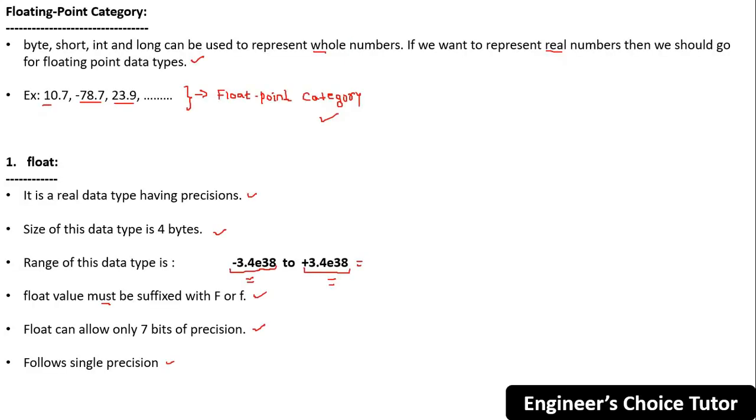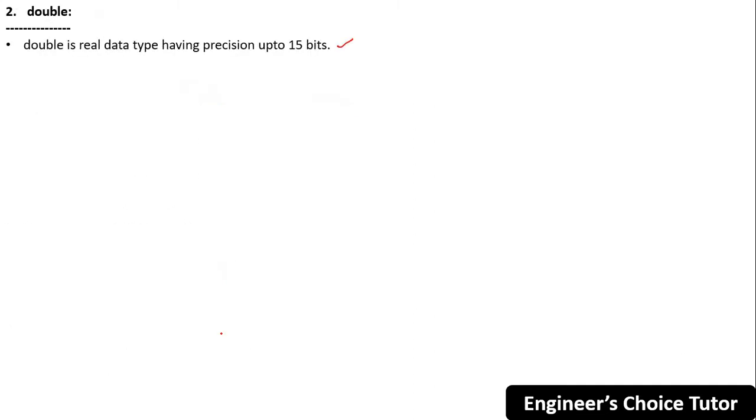Now the next thing is double. We have double also in the floating point category. Double is also a real data type having precision up to 15 digits. Is it clear? Float has only 7 digits of precision, yes, that is right. Double has precision up to 15 digits. That is the reason double gives more accurate data.